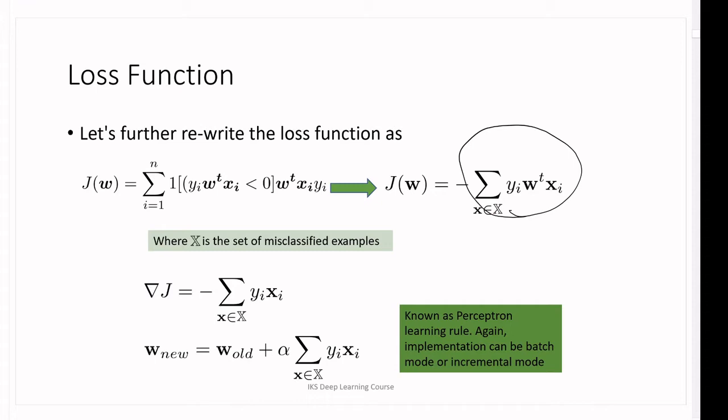And again, we can implement this rule in the batch mode as the expression is written, or we can implement it in the incremental mode. In the incremental mode, the updating will take place whenever there is an error that is being made, whenever there is a misclassification that is being made. If there is no misclassification being made by the model, then no updating will take place in the incremental mode.